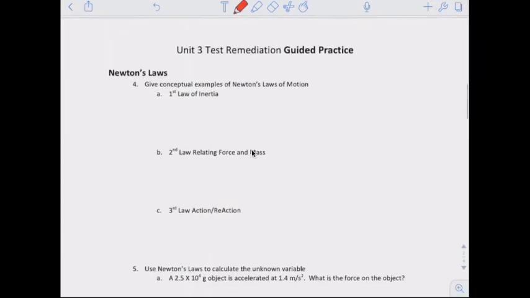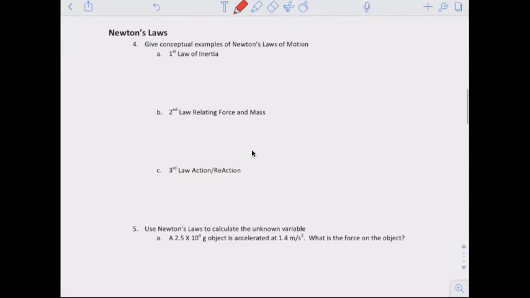Number 4, it says give conceptual examples of Newton's laws of motion. So our first one, the first law of motion is the law of inertia, meaning that objects are lazy. So if objects are at rest, they're going to stay at rest. But objects in motion, they're going to stay in motion. A conceptual example of this is a car that is moving, even though you let off the accelerator, it still wants to move forward. And the only reason why it stops is because of friction, or you apply the brakes. But it wants to keep going forward, it doesn't want to stop.